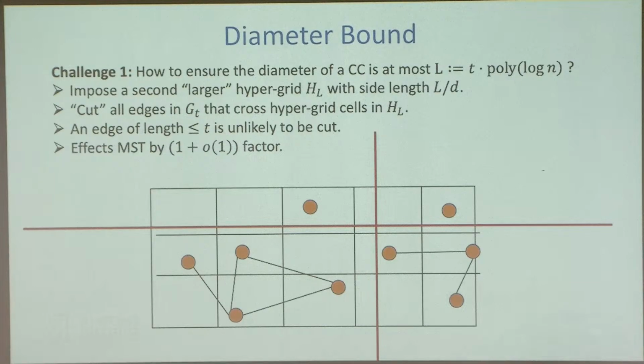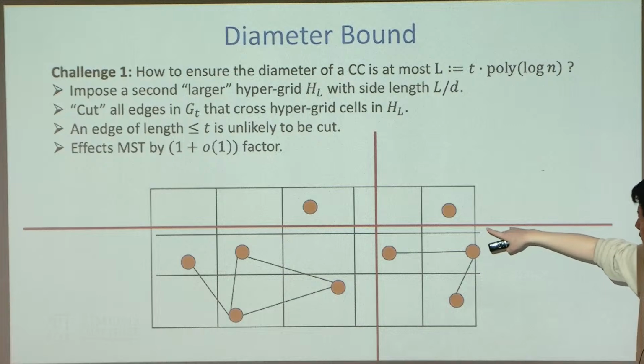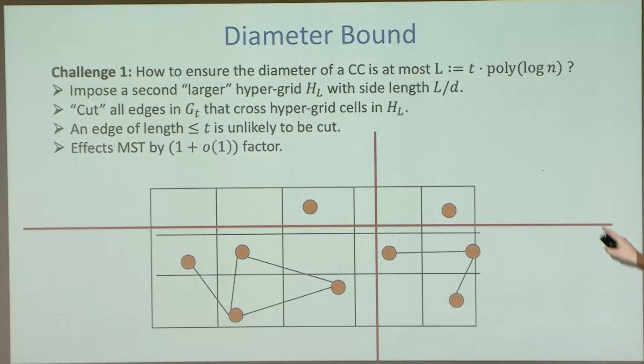Then we can add another constraint. We can impose a second, larger grid, this kind of hypergrid. You can imagine the length of each cell of this larger grid is much larger than t, polylog n times t. Then what I need to do is that when I compute the connected components, I restrict myself to these large cells.